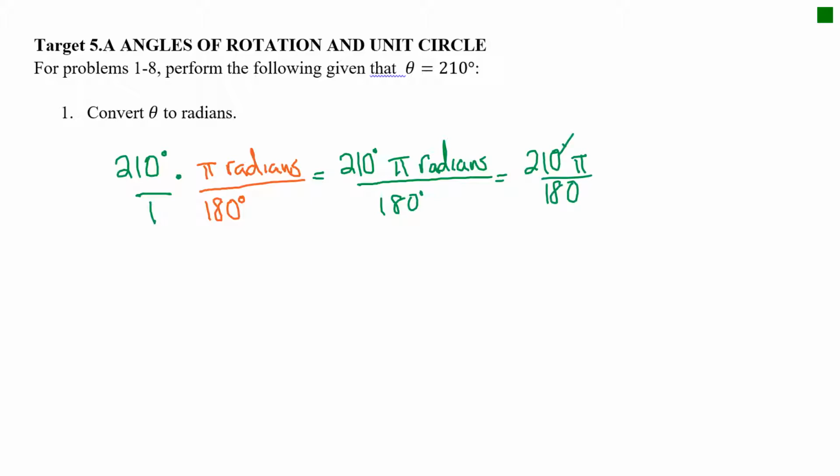Now the degrees are going to cancel out, and I'm going to be left with radians, and I need to reduce that 210 by 180. Usually I just throw that into the calculator. It's going to kick out 7 over 6, and then I make sure I keep pi radians on the top as my final answer. So just to recap, all you have to do is take your degrees, multiply by pi over 180 degrees, and then do a little bit of reducing, and then you get your final answer of 7 pi over 6.